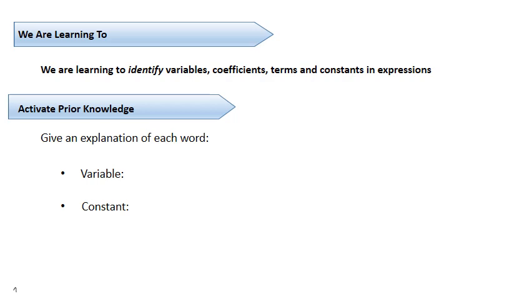Alright, for a variable, it's just anything that can be changed, whether that's over time or whatever. I'll give you an explanation of that in a second. A constant is a number that is fixed, so like a 5 in an algebraic expression, that's going to be your constant.